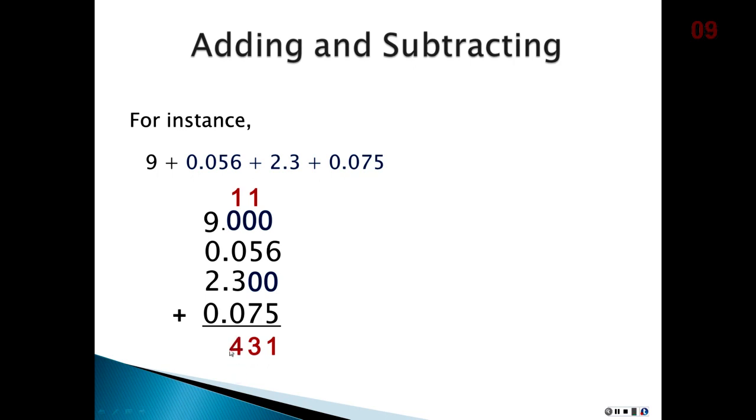4. And then I'm just going to bring my decimal straight down because that's the next thing to put in the problem, in the sum. And then what's 9 plus 2? 11. So my answer becomes 11 and 431 thousandths. But using those understood zeros helps me add this and line it up correctly.